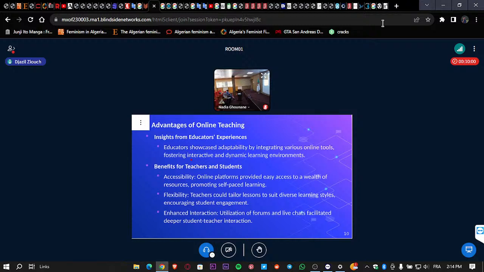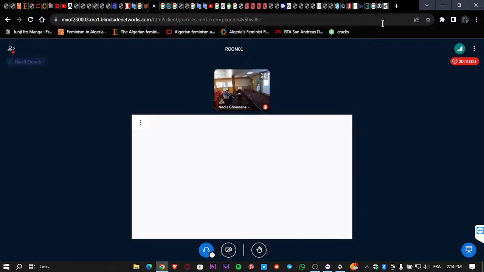The accessibility is that the online platforms provided easy access to a wealth of resources, promoting self-paced learning. For the flexibility, teachers could tailor lessons to suit diverse learning styles, encouraging students' engagement. And enhanced interaction: utilization of forums and live chats facilitated deeper student-teacher interactions.